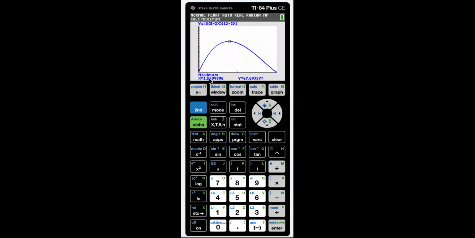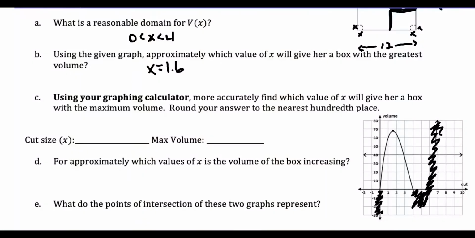and now this gives me my maximum value. So the x is the cut size. If we round to the nearest hundredth, 1.57 would be the size of square I need to cut out, and then my max volume is the y value, 67.60. So my cut size, 1.57, yields a max volume of 67.60 in this case.